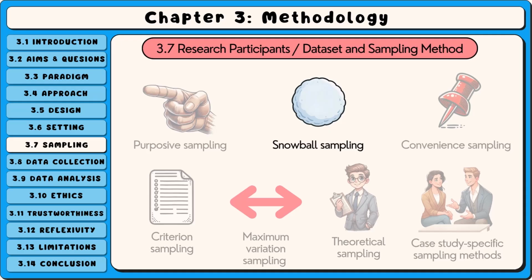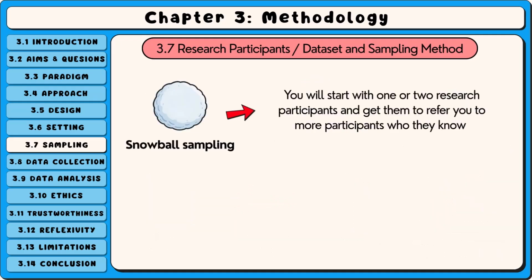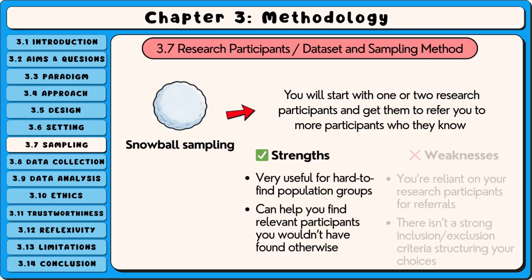One is snowball sampling. Snowball sampling starts with 1 or 2 research participants, and those research participants refer you to additional relevant research participants who they personally know. This approach is very useful when working with hard-to-find or marginalized groups. In these situations, the researcher only needs to find one relevant person from the population group who can refer the researcher on to more people who the researcher would not have been able to find otherwise.